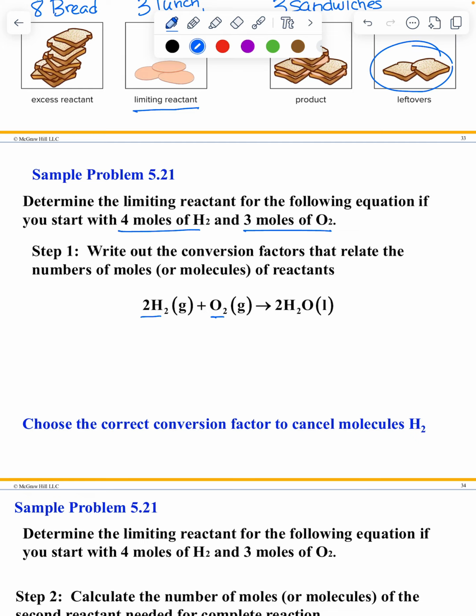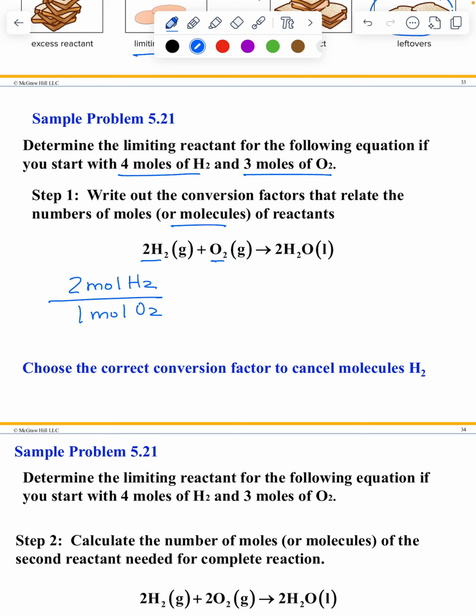And so we want to choose the correct conversion factor that's going to allow us to cancel out, I'm going to say moles here, of H2. And so we can see in the conversion factor that I have just written, O2 is on the bottom. So we need the other conversion factor. So we're going to put O2 on top so that we have H2 on the bottom. And that would be our conversion factor that we would use. All right, so it says, again, determine the limiting reactant. We have 4 moles of H2 and 3 moles of O2.